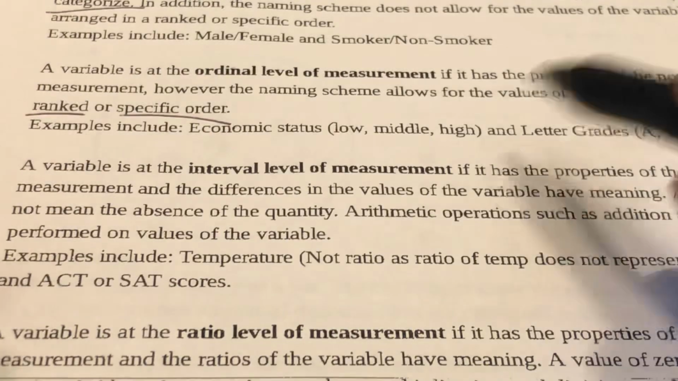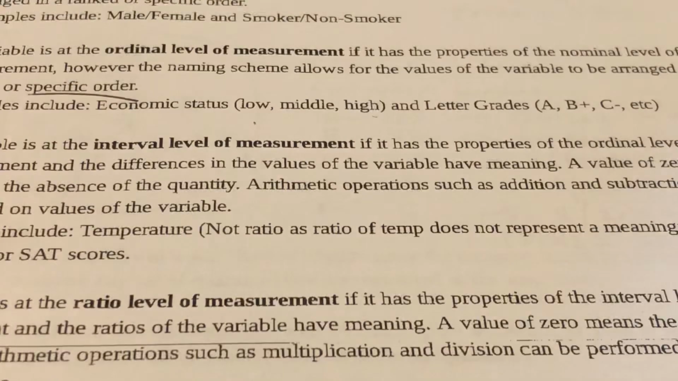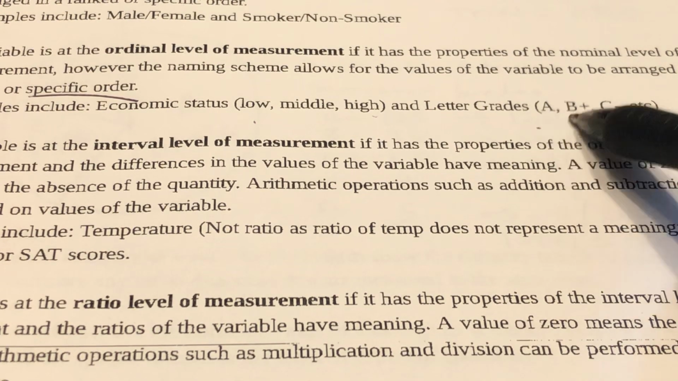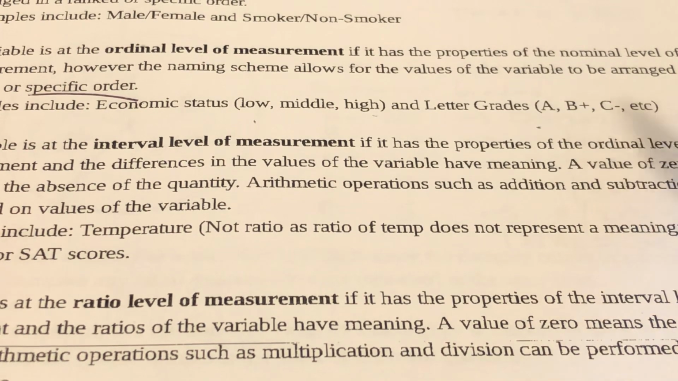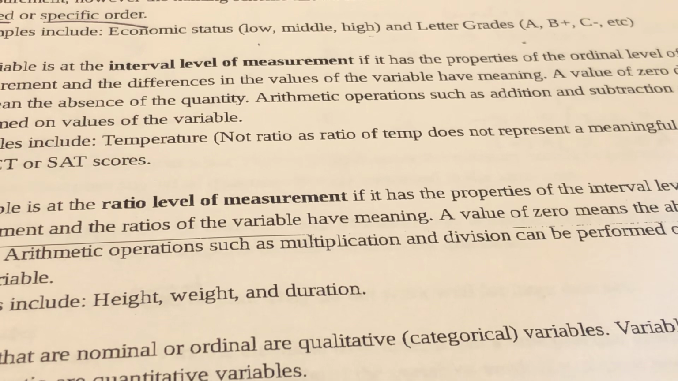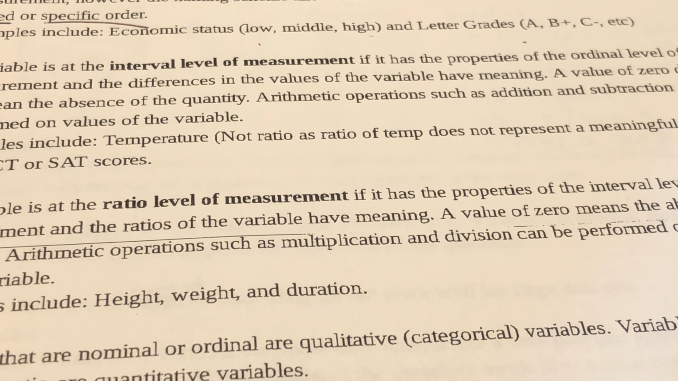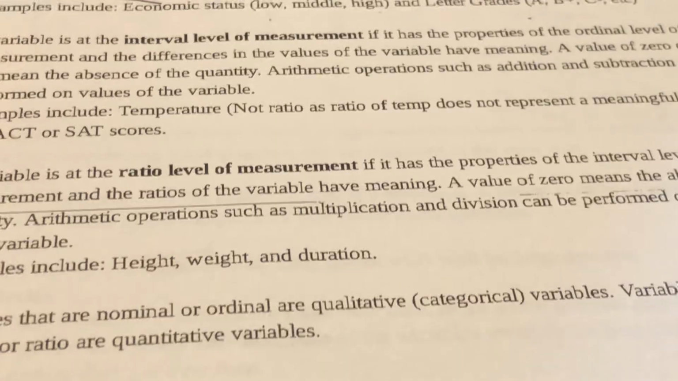So economic status, low, middle, high. That's better than that. Letter grades, A, B plus, C minus. This is better than that. Like, we can rank those. If we're saying being in 12th grade is of more importance than 9th grade, you can rank by grades, that sort of thing.